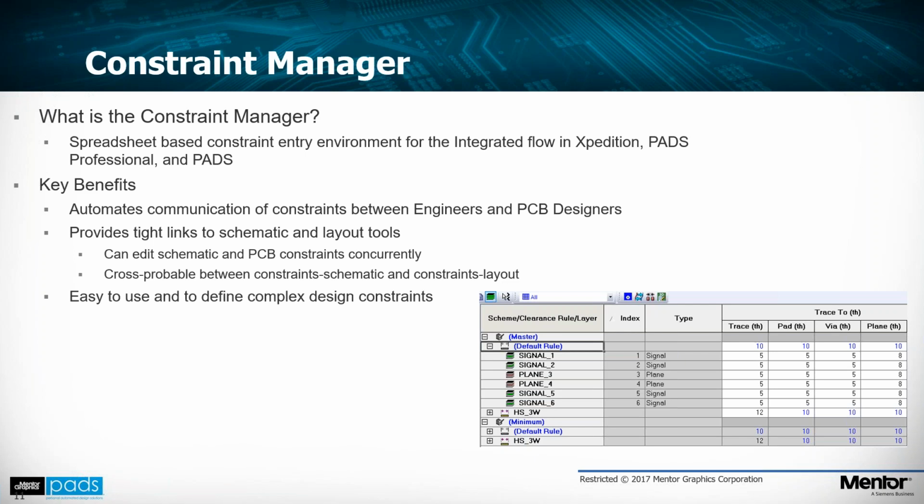Another key benefit is that we can cross-probe from the Constraint Manager in this spreadsheet-based system. For nets, components, anything that you can select in the Constraint Manager, you can cross-probe it back into the Schematic or the layout tool, and vice versa. So if you select a net line in the layout tool, you can cross-probe that directly into the Constraint Manager and see what kind of constraints you have on that net.